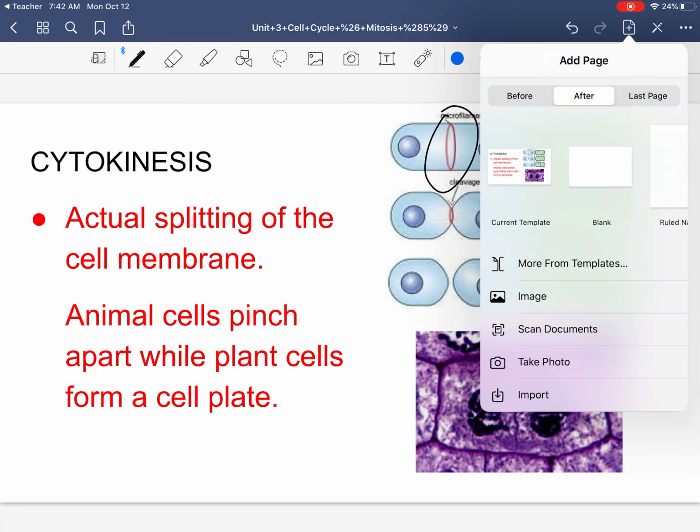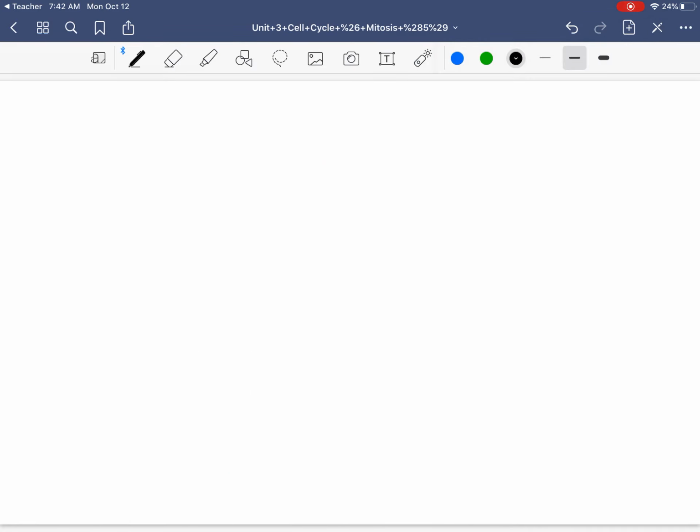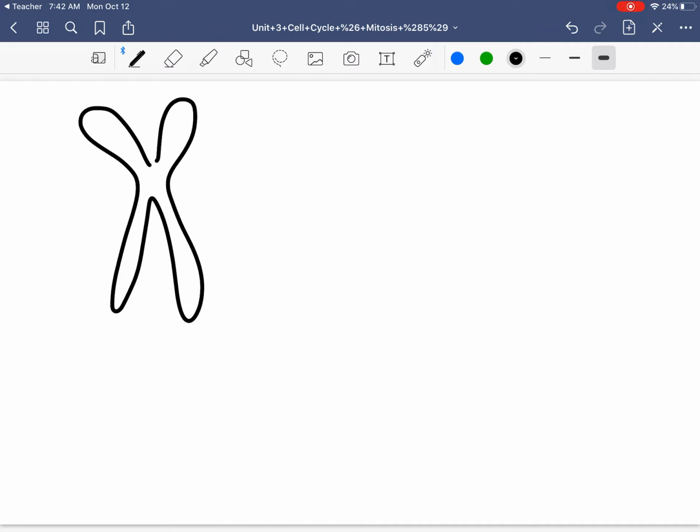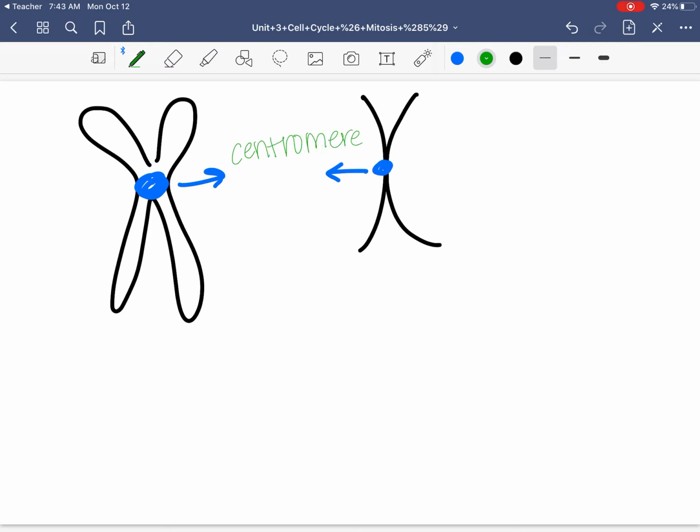Okay? I'm going to go over real quick some chromosomes. So in your diagram, or in the PowerPoint, this is what a chromosome looks like. You might see it as this as well, so we'll do it on both. This area in the center, there's going to be a little dot that connects it. This is going to be, let's do green, your centromere.